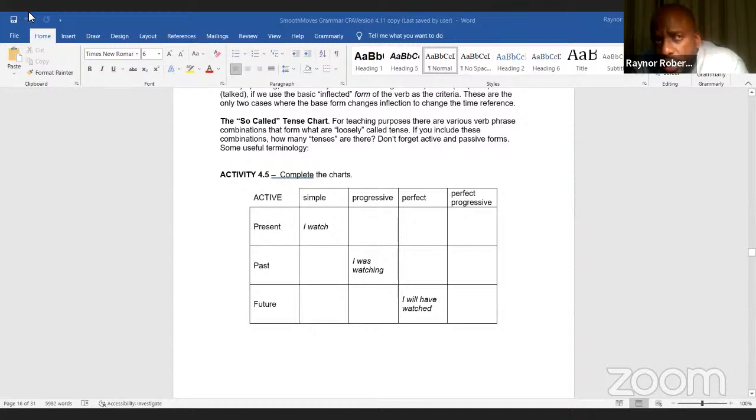So to use the perfect progressive properly, you are suggesting that I have been watching this program for the last 3 hours, and I still don't understand what's going on. See the difference? Versus I have watched this program for 3 weeks straight, and I still don't understand what's going on.